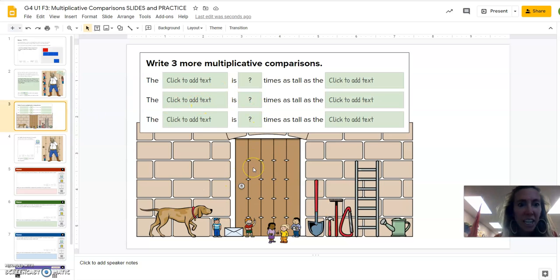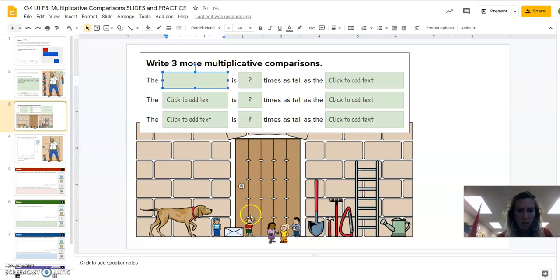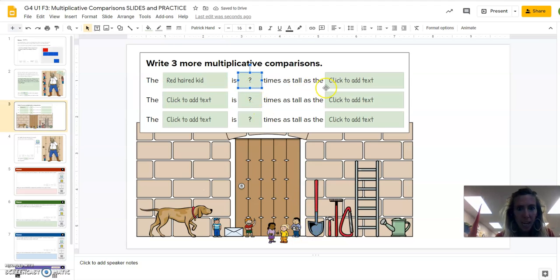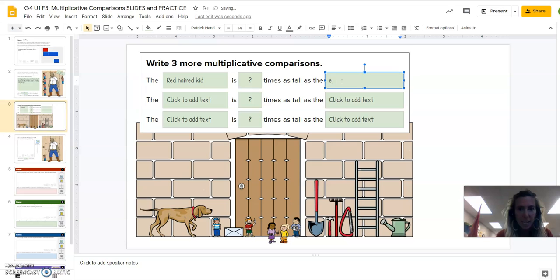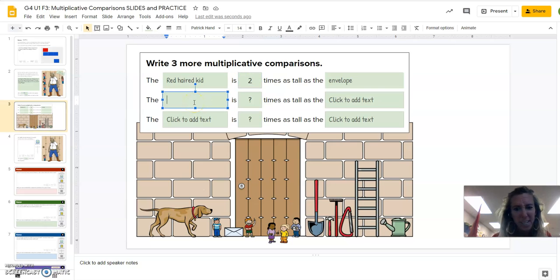Whoa, this is outside the giant's door. So now we have some things to compare. Like I could say the red-haired kid is how many times as tall as the envelope? Well, he's taller than the envelope. How many envelopes would we need? We would need 2. So the red-haired kid is 2 times as tall as the envelope. Can you find more? Yes, you could.